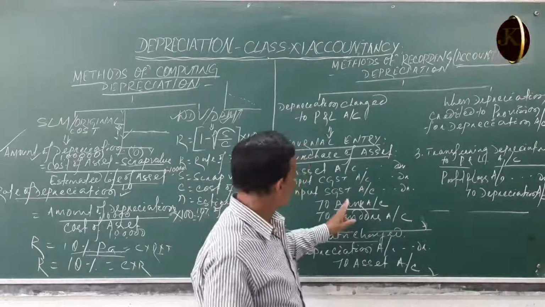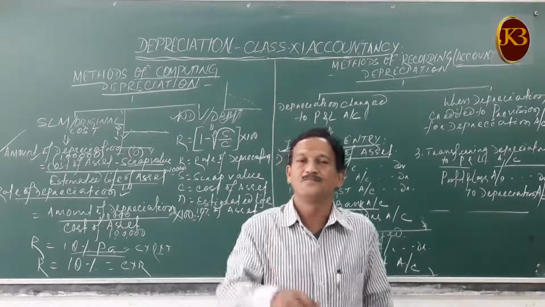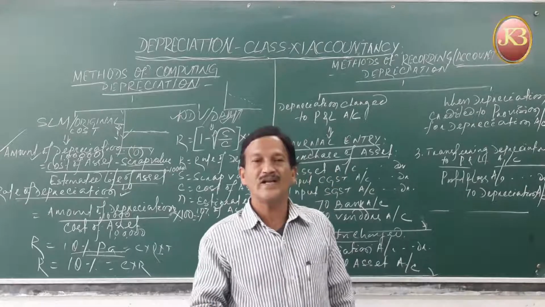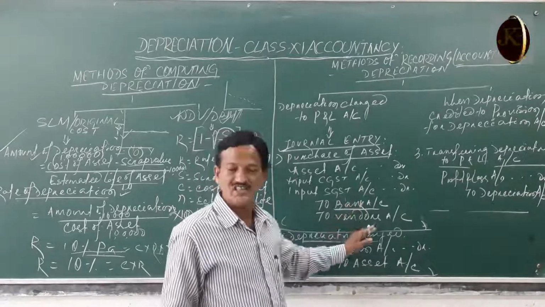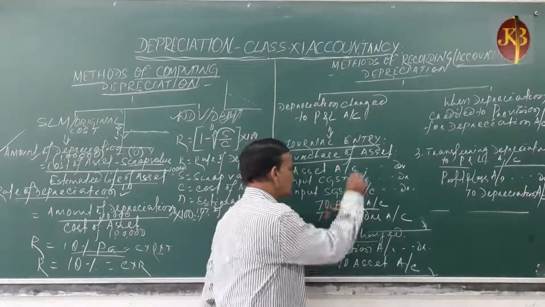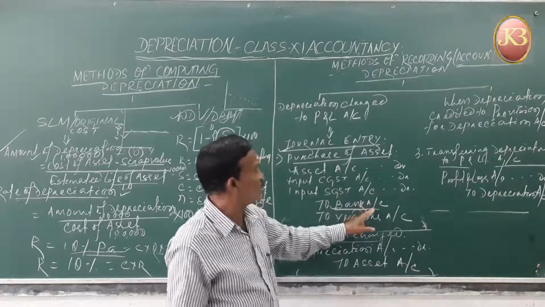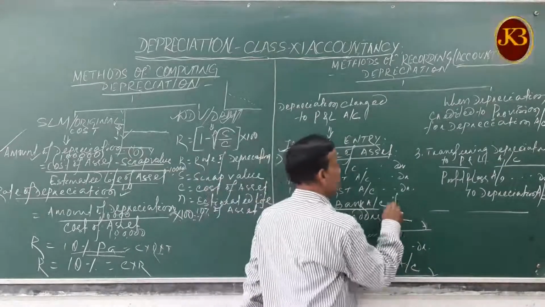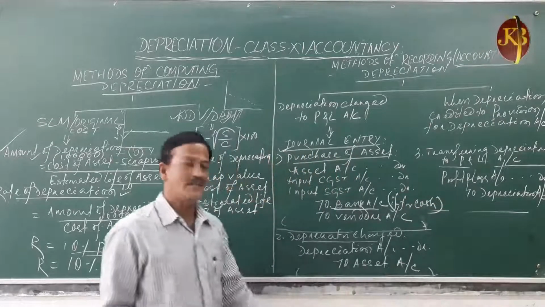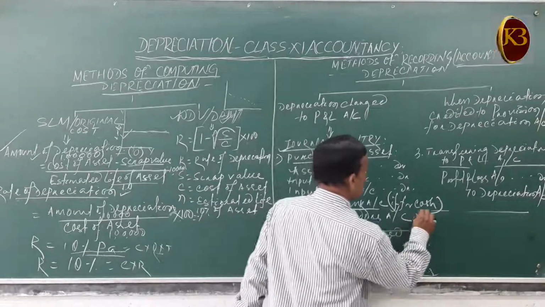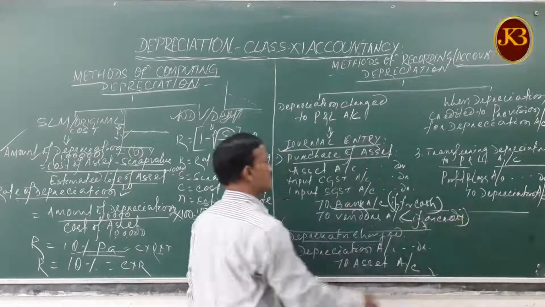So remember one thing, when we are recording the transaction, always use the bank, because a payment over and above 10,000 will not be in cash. It will be by cheque. So that's why always use the bank. That is safe for your transactions. So to bank account if purchased for cash. Otherwise, if on credit, then to vendors account.